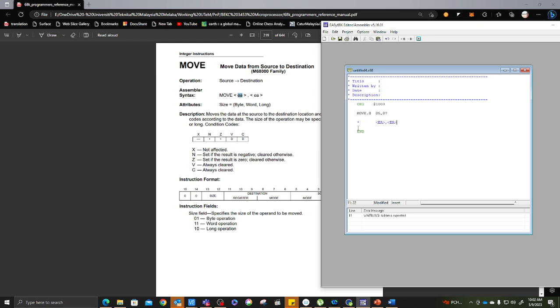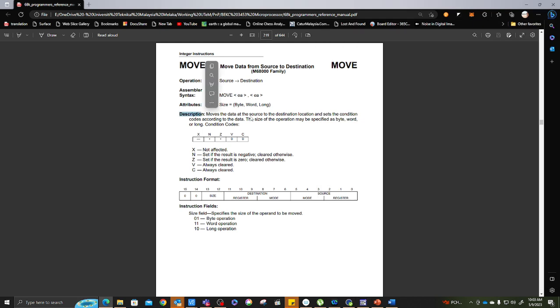Then you have the size. Size can be byte, word, or long. Then you have the description: move the data at the source to the destination's location, and set the condition. This part is not going to be assessed this round, but you learned it in a previous lecture, so I'm going to skip it. This is related to the flags, X, N, Z, V, C. When you do something, the flags will be affected. That will be another chapter, so we are not going to look at this one.